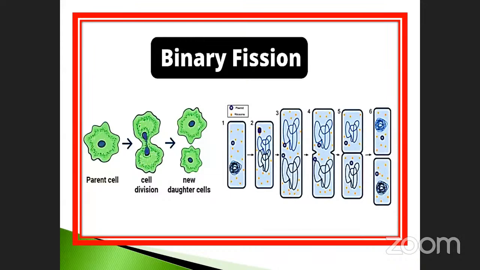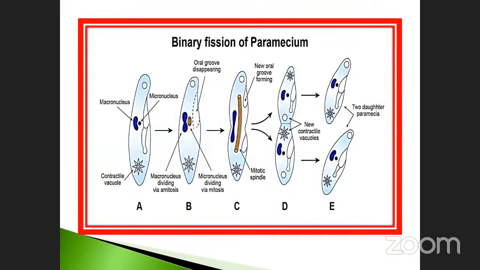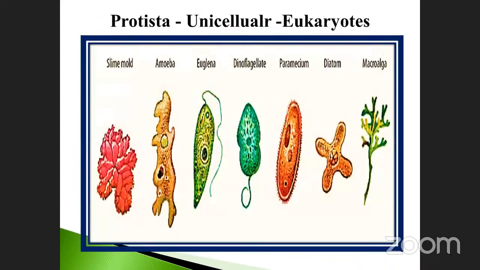Likewise, the bacteria also. This is nothing but the E. coli bacteria. So it is also one of the prokaryotes. Binary fission by paramecium is also similar. It is also an example. And these are the unicellular eukaryotes: slime molds, amoeba, Euglena, dinoflagellates, paramecium, and diatoms. The diatom is also otherwise called golden algae because in nature its color looks like gold. That's why they have given it the name golden algae.